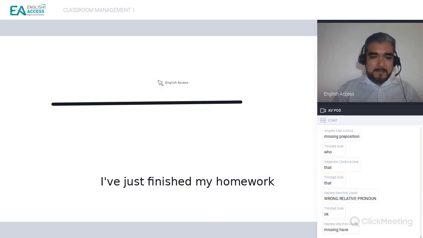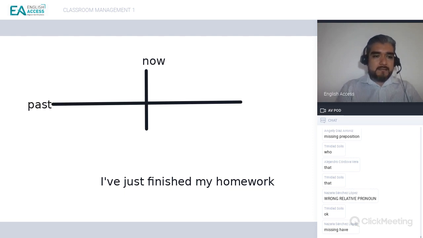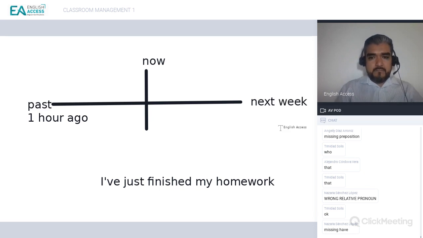So I show my students a timeline like this, and I tell them, look, imagine this line right here. It's now, right? Imagine here is the past. Let's say 1 hour ago. And imagine here is the future. Let's say next week. Okay. You use the simple past when you talk about an activity completed in the past. For example, completed 1 hour ago, or half an hour ago, or 40 minutes ago. You use the simple past.